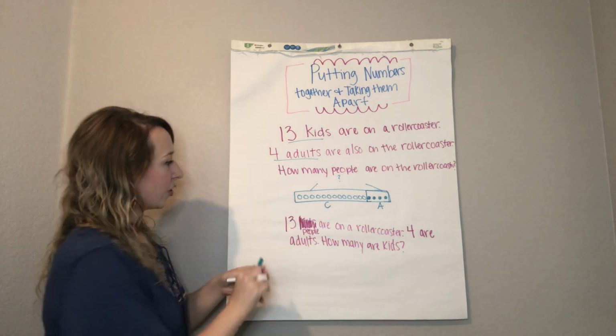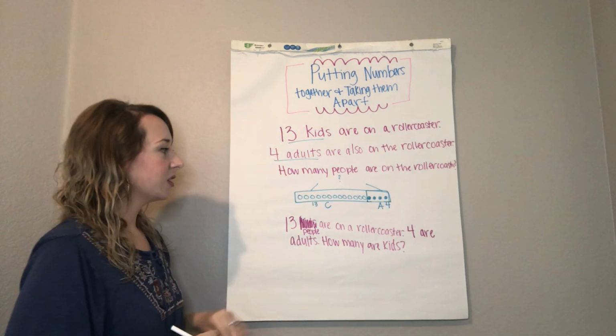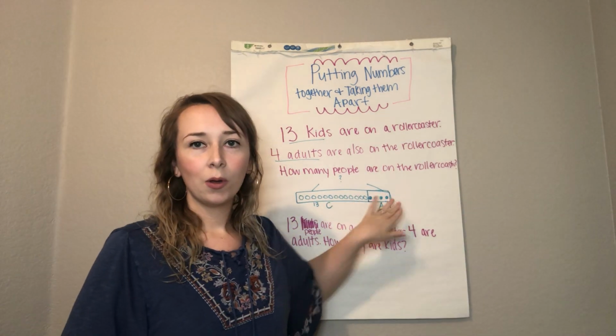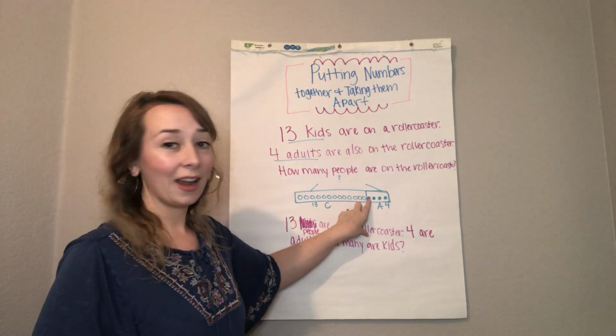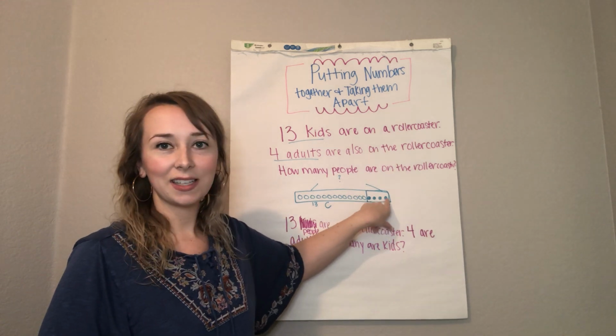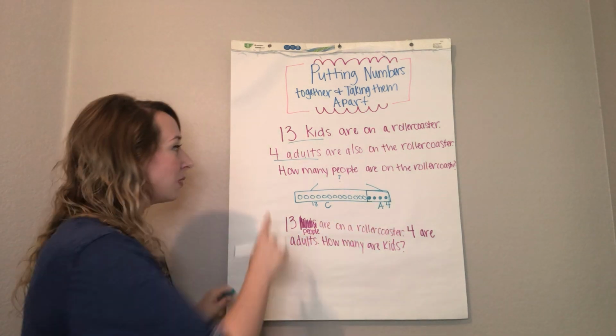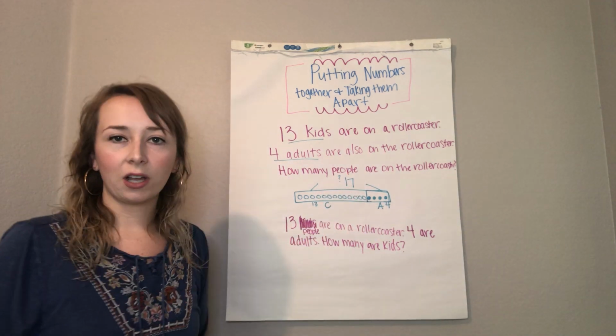So if I have 13 children and I have 4 adults, if I count all these up, what do I get as my final answer? If I take 13 and I add on 4 more, 14, 15, 16, 17. So that means that there were 17 people on my roller coaster.